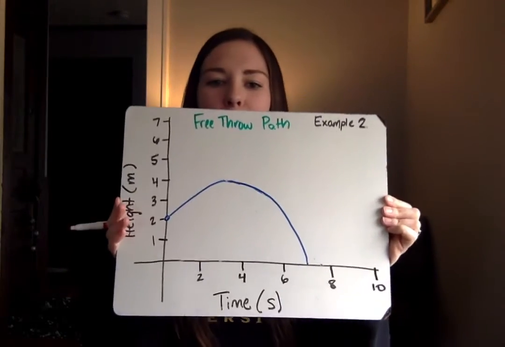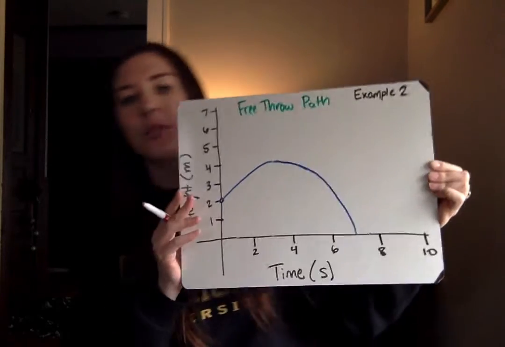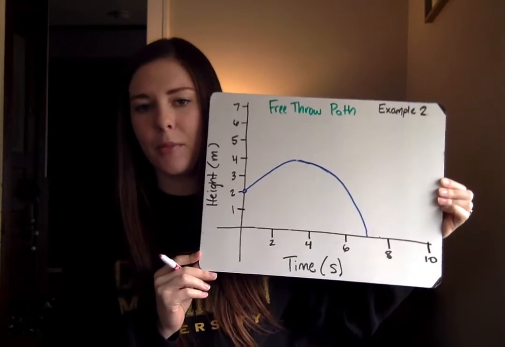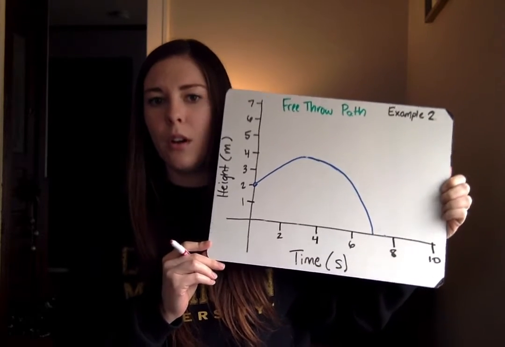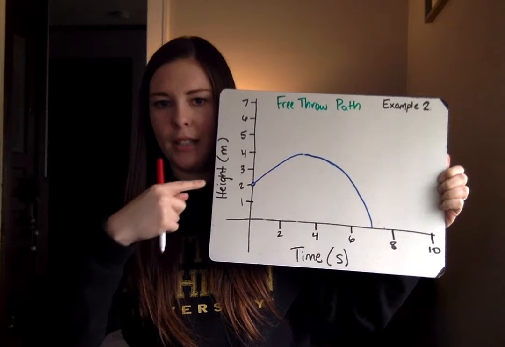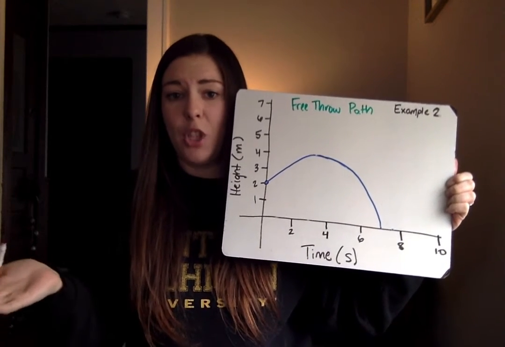So we're going to, again, pay attention to the title first. It says free throw path. So now I'm not talking about a kickball. I'm talking about the path of a free throw in basketball. Okay, so we're going to, again, look at our units. Here we have the height. Here we have the time, but some things have changed.